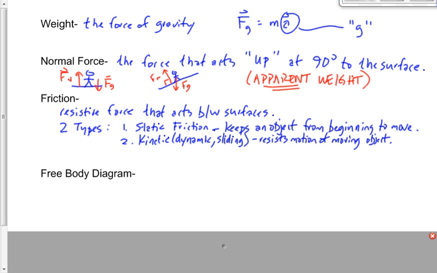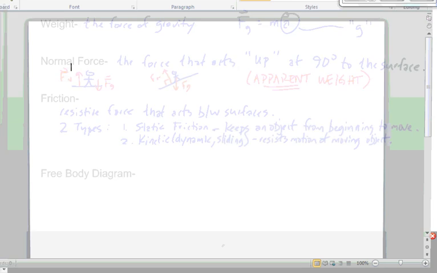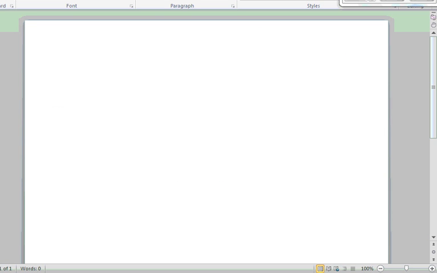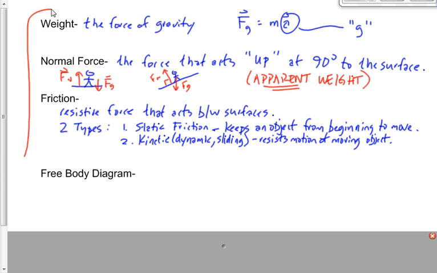Okay, a free body diagram is not a force. We've identified our three kinds of forces here already. A free body diagram is not a force. A free body diagram is a picture that we can draw that shows all of the forces acting on an object.